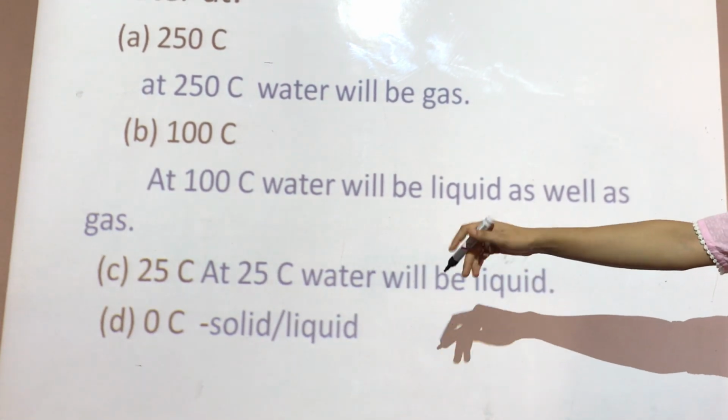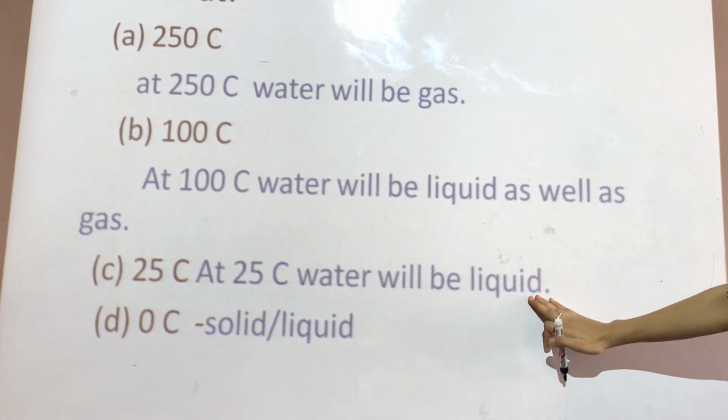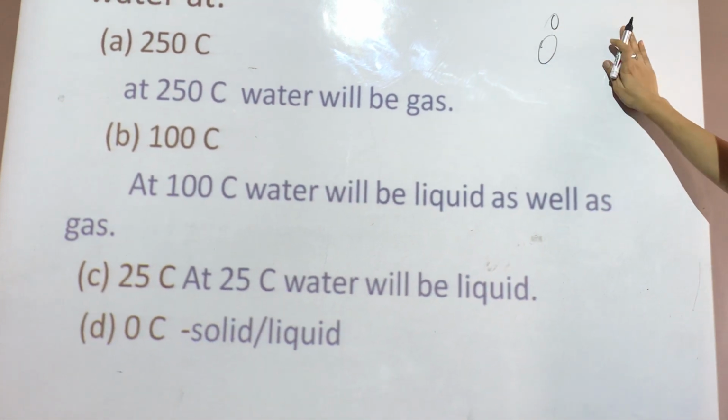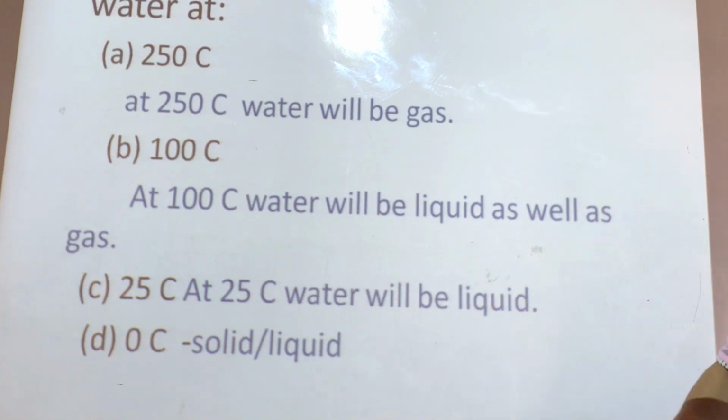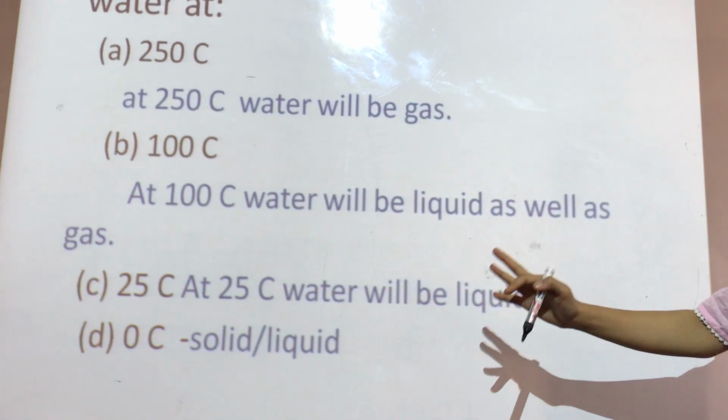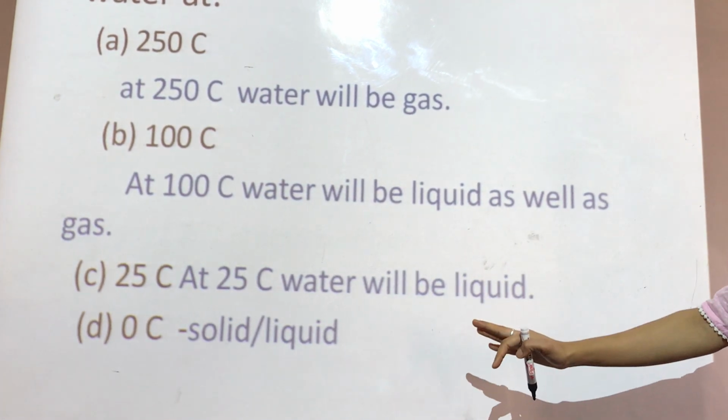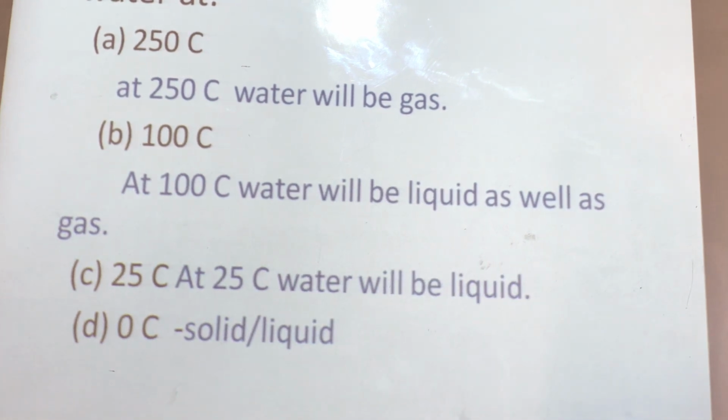At 25 degrees Celsius it will be liquid, because at 0 degrees it starts melting. Now 0 degrees Celsius, the next point, yes, it will be solid and liquid both. It will be solid as well as liquid.